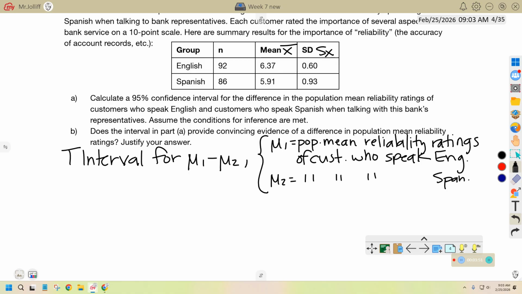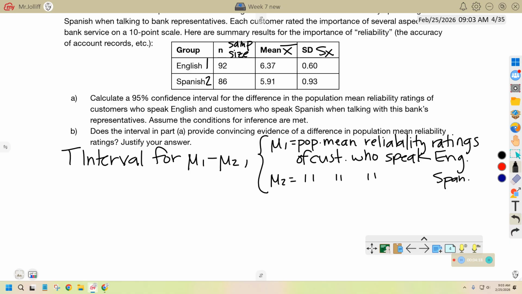Good. What other information do I need? Sample size. And they were nice enough. I'm going to come up here and label it because they didn't label it. They just said n. This is my sample size. I'm going to label English row 1, Spanish row 2. They were nice. They labeled mean and SD in words, and we just attached symbols. What else?